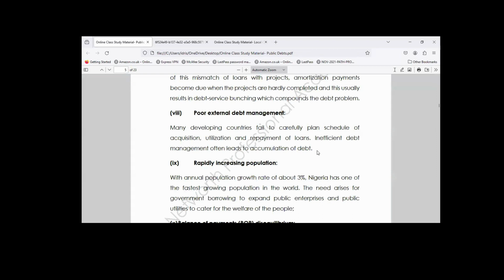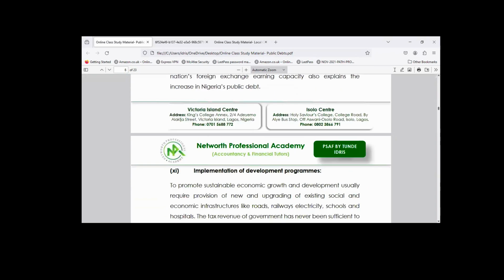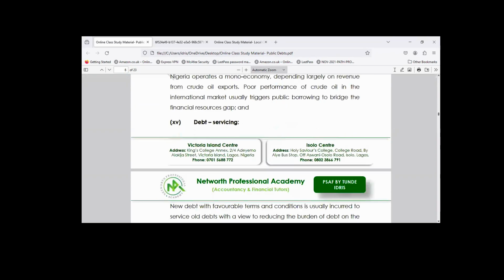So we should know about 7 or 8 points in our head on factors responsible for accumulation of public debt. So please, let's take note of that.